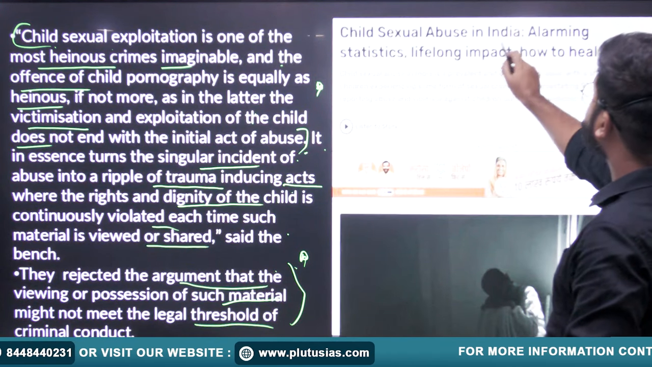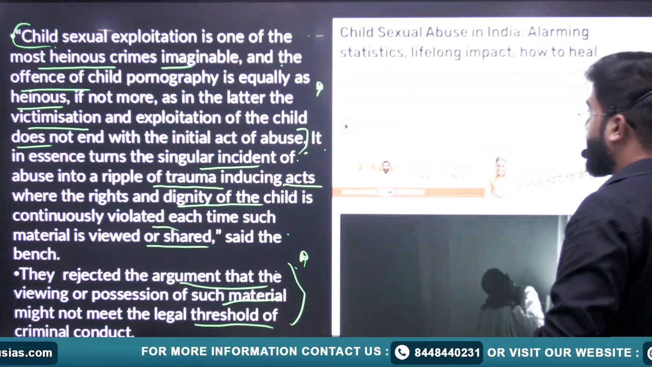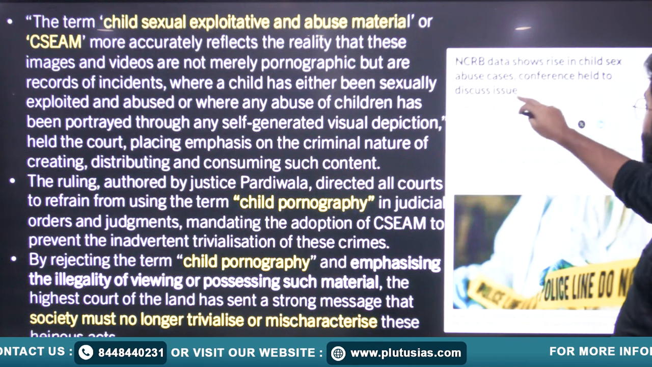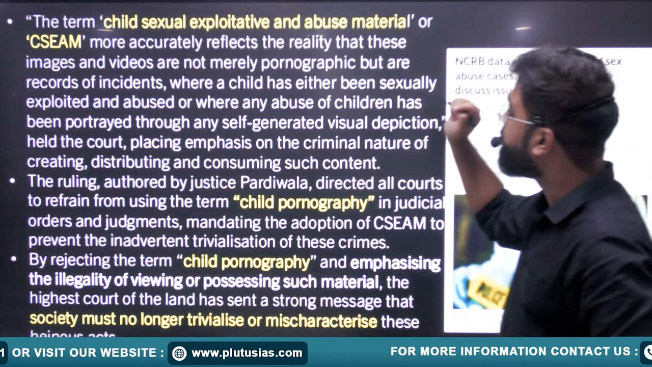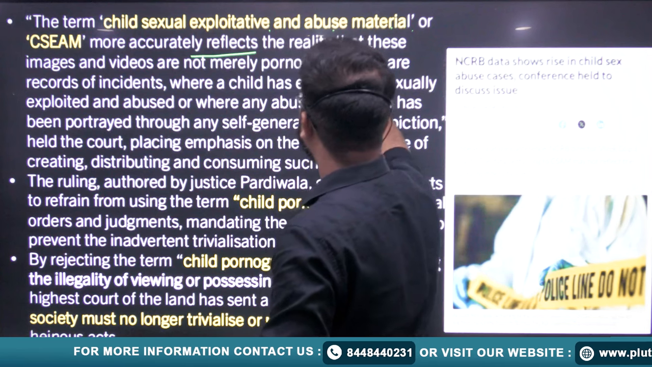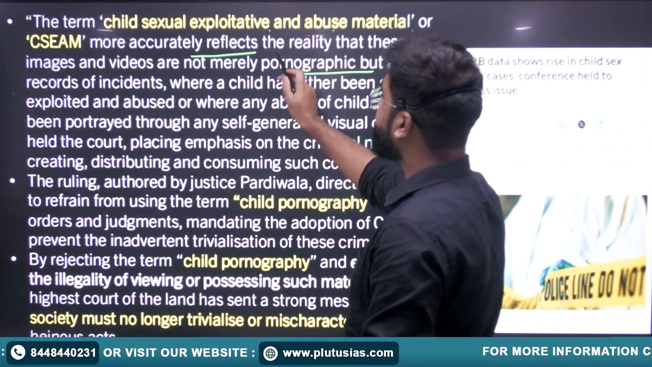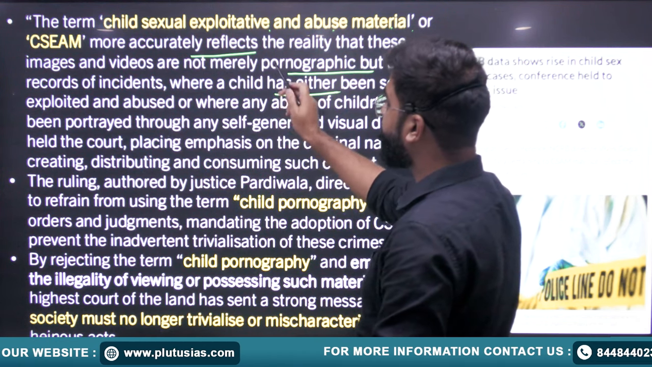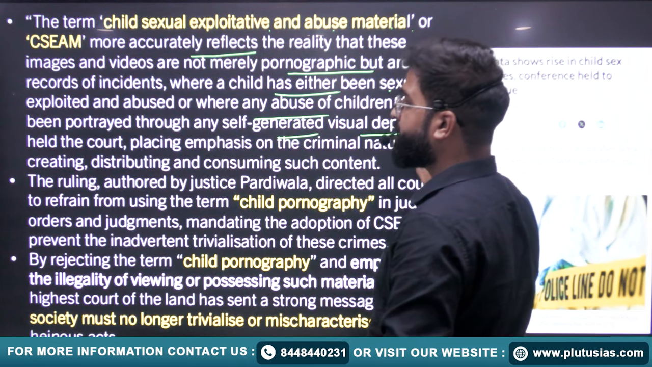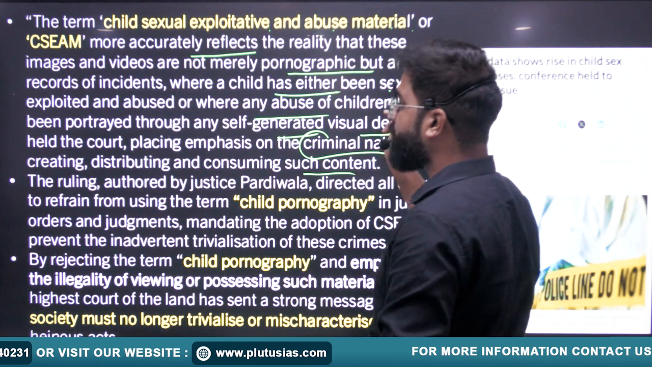This one, child sexual abuse in India, alarming statistics, lifelong impact, how to heal. Main data bata deta hun aapko abhi. NCRB data shows rise in child sexual abuse. A conference was held to discuss this particular issue. Kitna hai? Dekhna abhi. The term child sexual exploitative and abuse material, or CSEM, more accurately reflects the reality of these images. Videos are not merely pornographic, but they are the record of incidents where the child has either been sexually exploited or abused, or where any abuse of children has been portrayed through any self-generated visual depiction, held the court, placing the emphasis on the criminal nature of creating, distributing, and consuming such content.